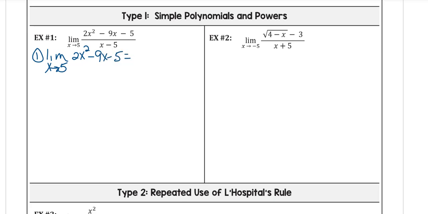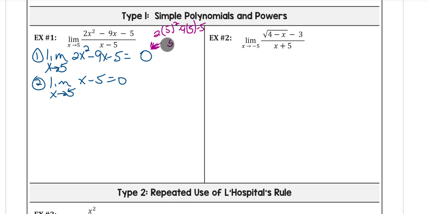This is why we're specifically showing that we know that it's going to equal 0. So we can say that this is 0, and then we'll do the same for the denominator. If you want to show all the intermediate steps here, like 2 times 5 squared minus 9 times 5 minus 5, so you get 50 minus 45 minus 5, that equals 0. Go right ahead. But this is enough information right there if you can do that.